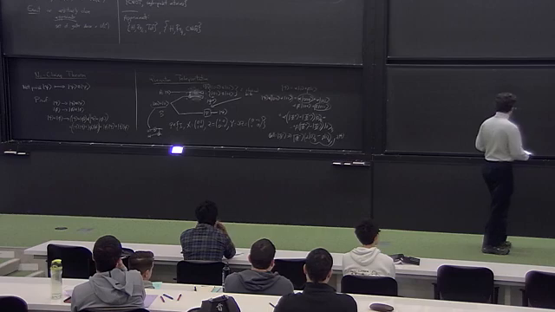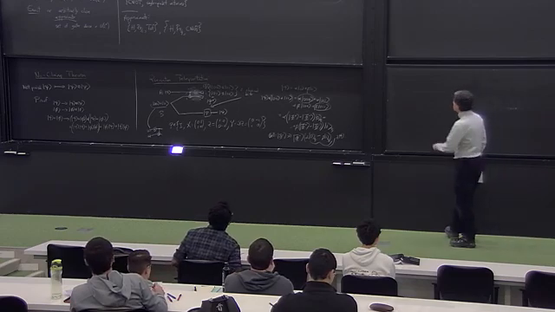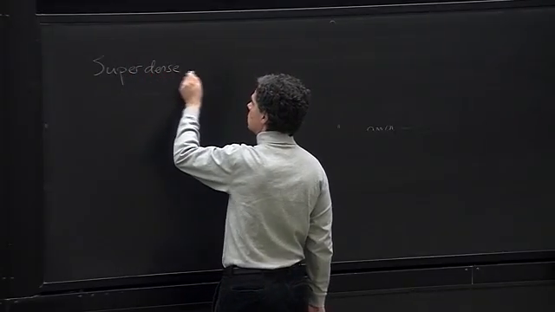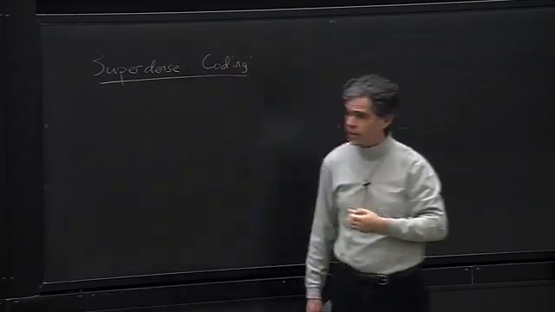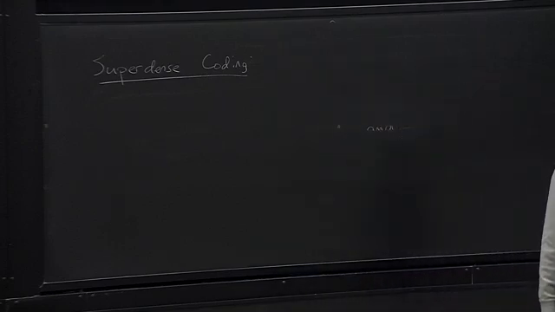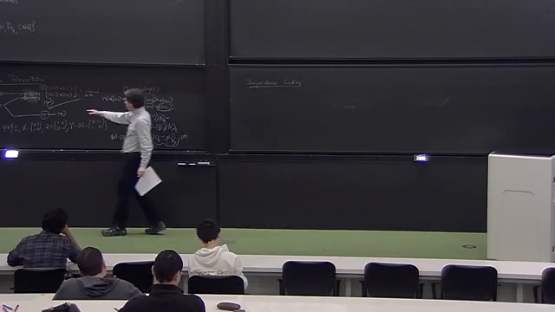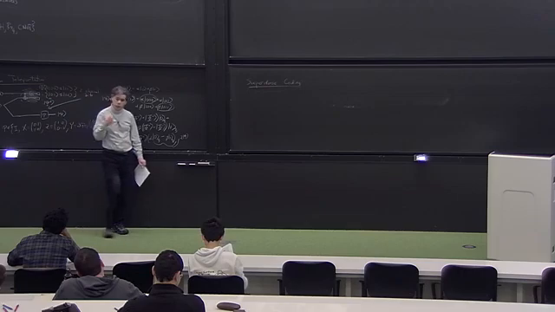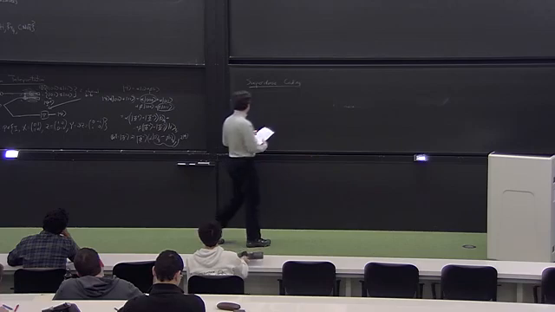OK, so in that case, here's another simple quantum protocol, which is called superdense coding. And superdense coding is actually closely related to quantum teleportation, but it's going the other way. In quantum teleportation, we used an EPR pair and the transmission of 2 classical bits to send a qubit from Alice to Bob. In superdense coding, we're going to use an EPR pair and the transmission of a quantum bit to send 2 classical bits from Alice to Bob.